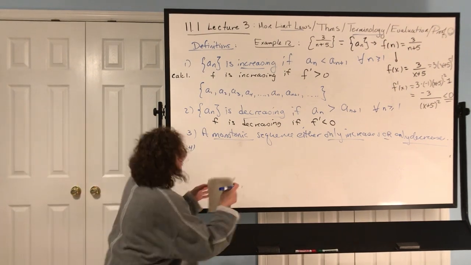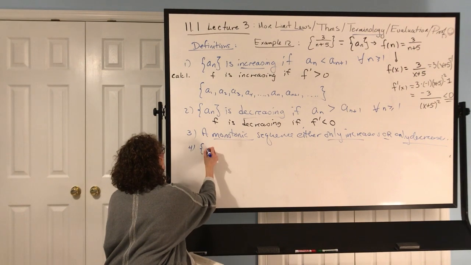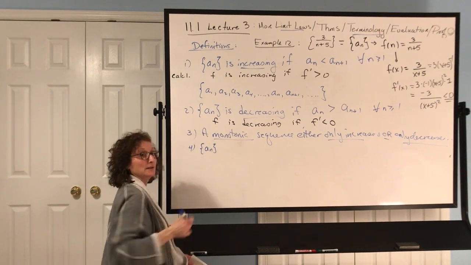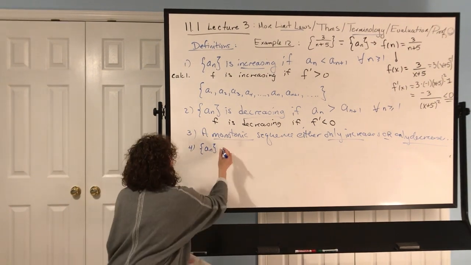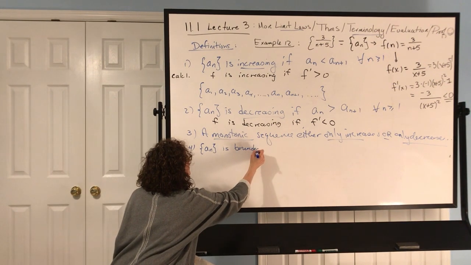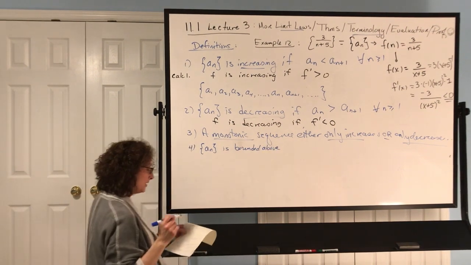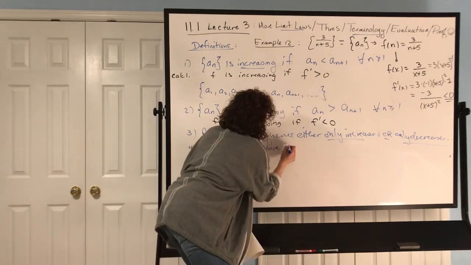Okay, so let's see. Our next definition, another vocab word for sequences, is that we say that a sequence is bounded above. Okay, a sequence is bounded above.